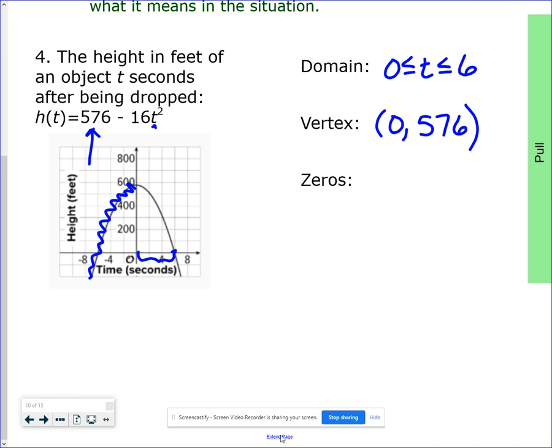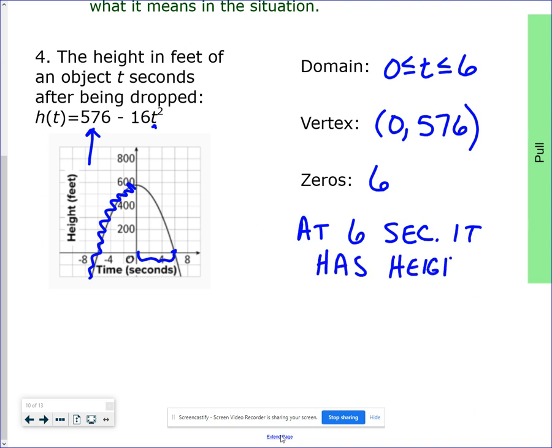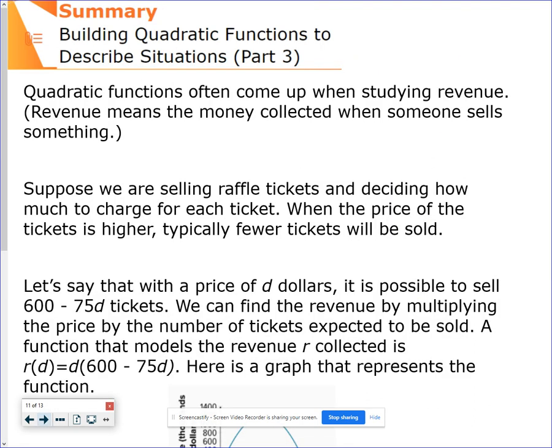The zeros of this function are just when the time is equal to 6 seconds. So at 6 seconds, it hits the ground, or it reaches the ground. So it has 0 feet of height at 6 seconds. All right, so those are several examples looking at all the different parts of a graph. This is the summary that you have.